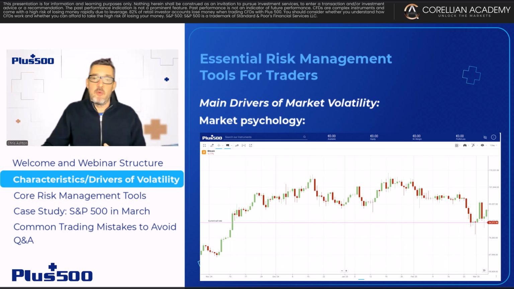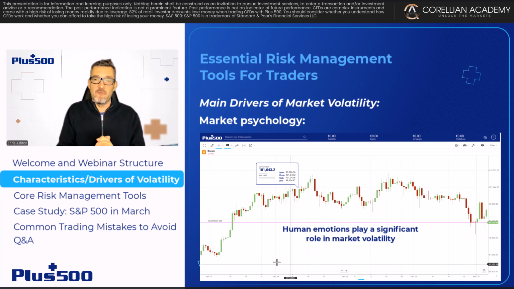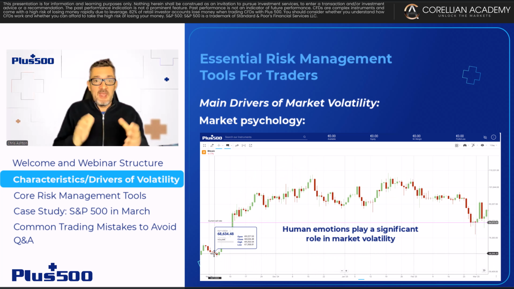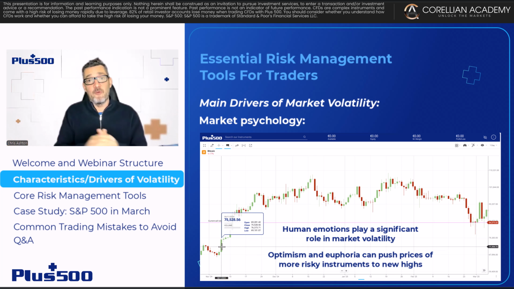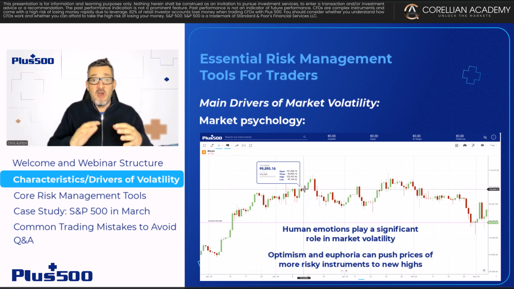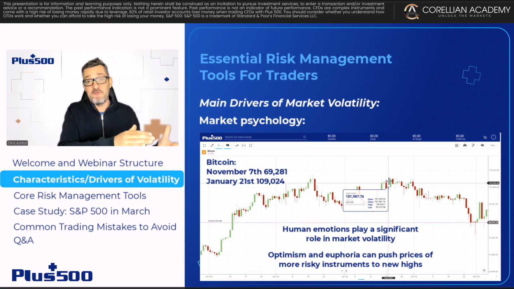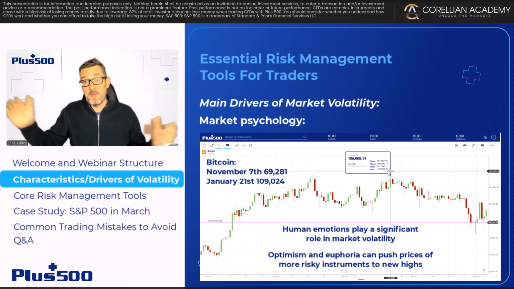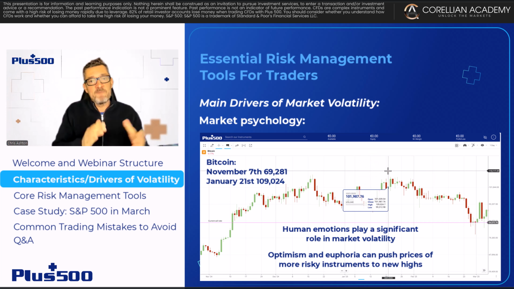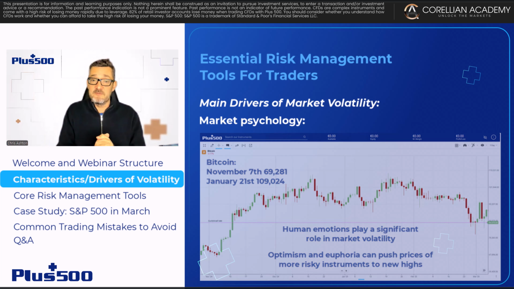The final driver I wanted to discuss in this section is market psychology. I said earlier, markets are driven by fear and greed. And yes, human emotions play a significant role in market volatility. In times of optimism or euphoria, traders may build excessive positions, pushing the prices of more risky instruments to new highs. Bitcoin's move from $75,000 to all-time highs at $109,000 after President Trump's election win in November would be a good example of this.